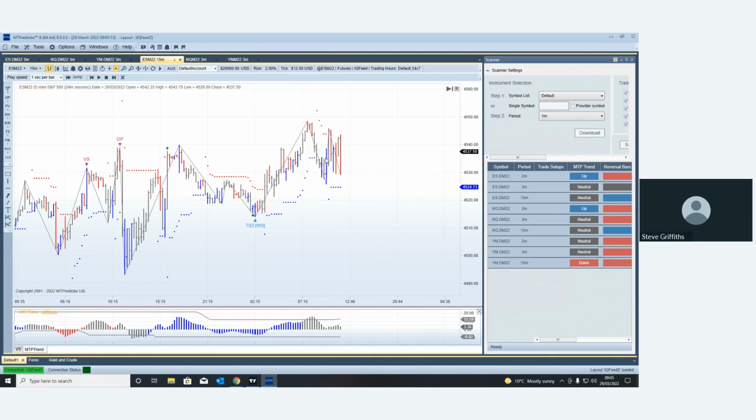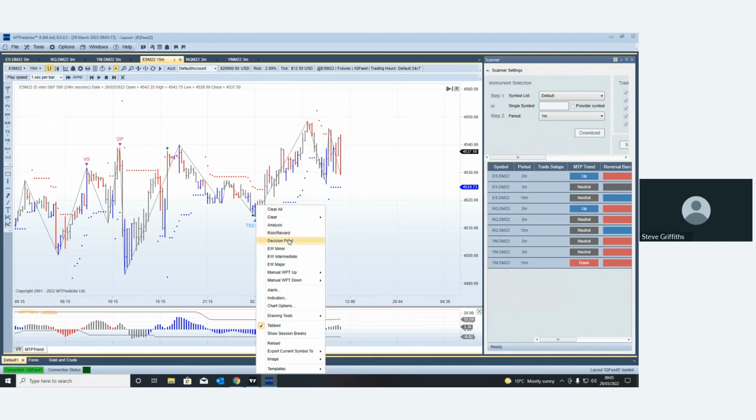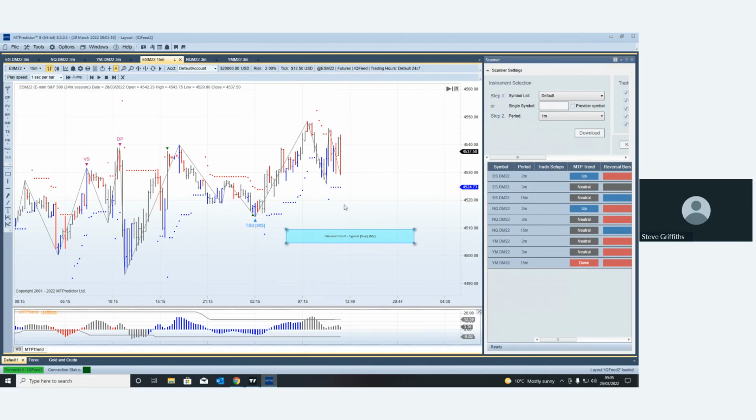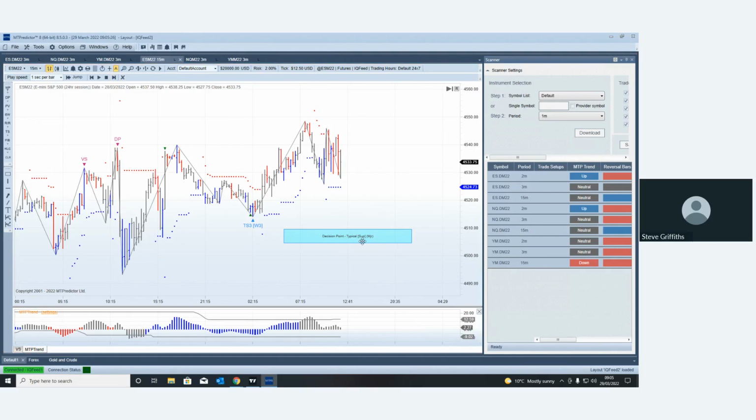We do decision point. Oops, missed it. Oh, my mouse wasn't quite right there. But as you can see, this gives an area of support because the market's starting to go down. But the most important point is that this support is on the chart in advance. That's the whole thing about MT Predictor.